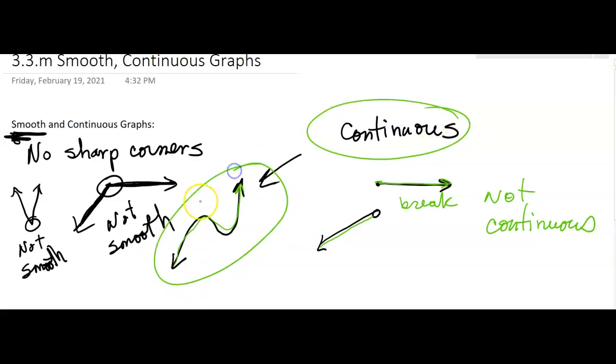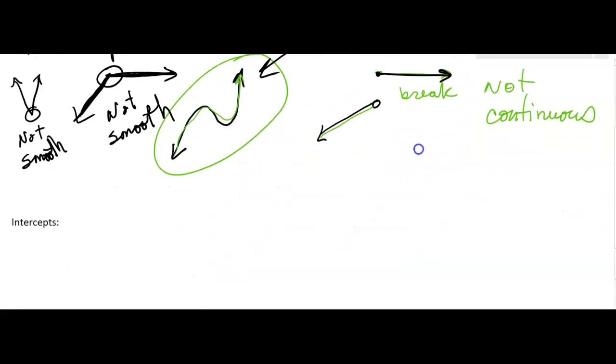This is an example right here of a polynomial function. Polynomial functions are smooth, continuous curves, okay? They graph to be smooth, continuous curves. Okay, so that's why we love them so much.